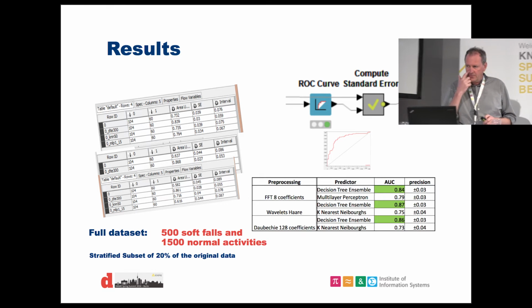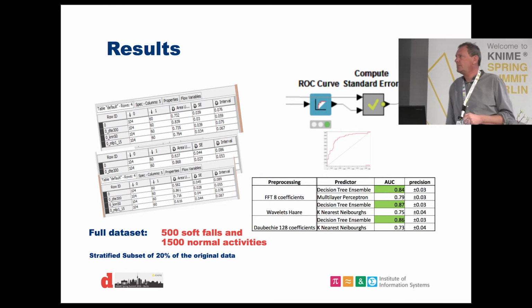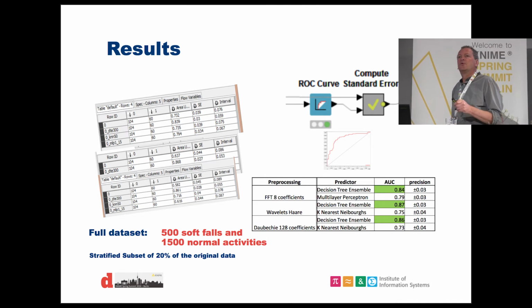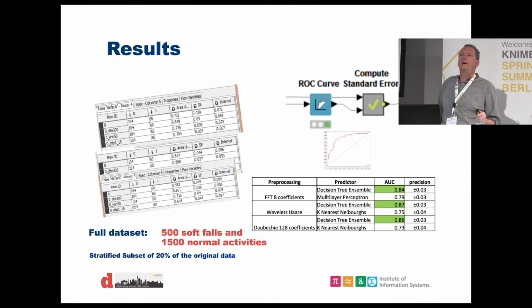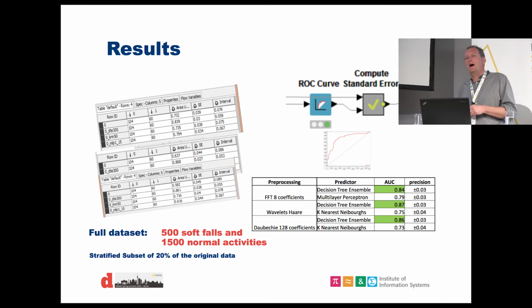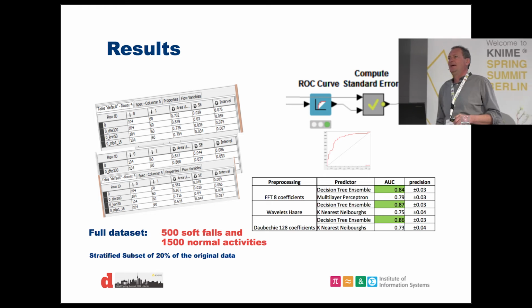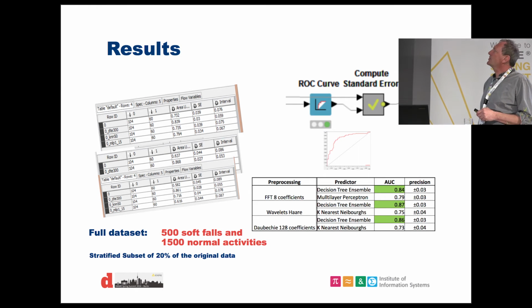So what are the results now? First, as we have two categories, I'm performing a soft fall, or I'm doing something else, we use these two categories and try to separate them.